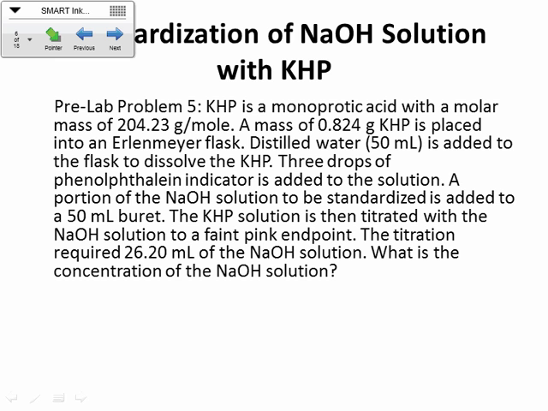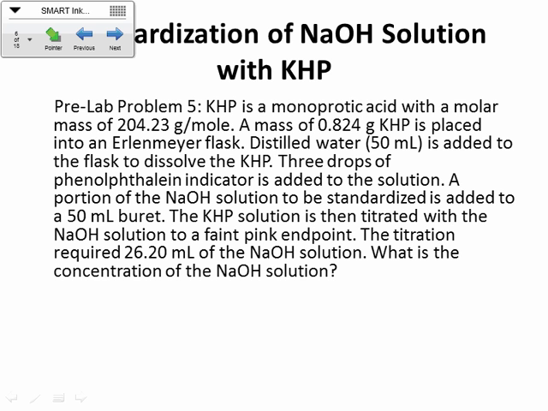Then you put in 3 drops of the phenolphthalein indicator. Again, it doesn't have to be 3 drops. This is just a pre-lab question. But a portion of the NaOH solution to be standardized is added to a 50 milliliter buret, which is the kind of burets that we have back there. And then we titrate the KHP with NaOH solution to a faint pink endpoint. The titration took 26.20 milliliters of the NaOH solution. What is the concentration of the NaOH solution?